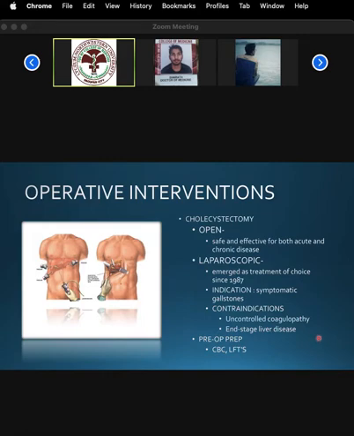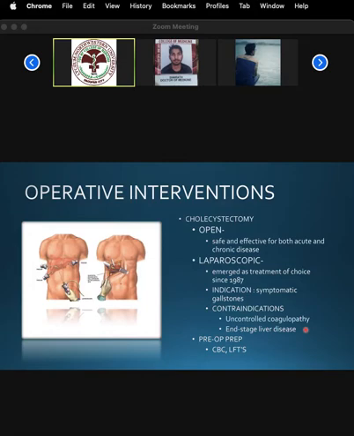Conversion rate is 5% for elective laparoscopic cholecystectomy and 10 to 30% for emergency laparoscopic cholecystectomy. Now, safe surgery: when we schedule the patient for laparoscopic cholecystectomy, we have them sign two consents. One for laparoscopic cholecystectomy, and in case we fail with laparoscopic cholecystectomy, we convert it to open cholecystectomy. Okay, so the patient has to sign that consent also.